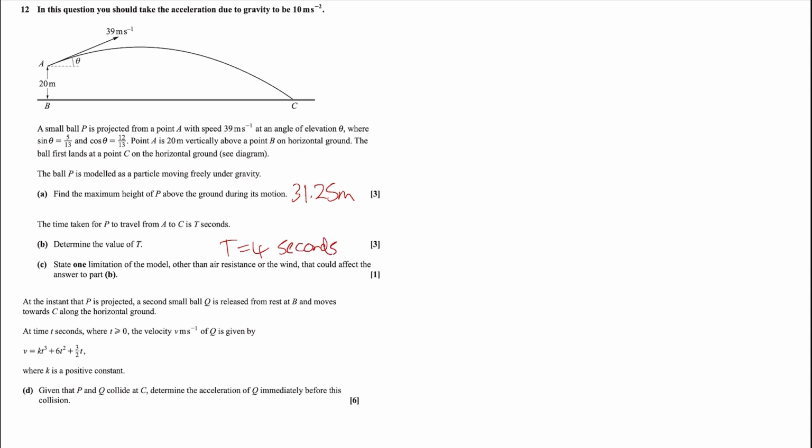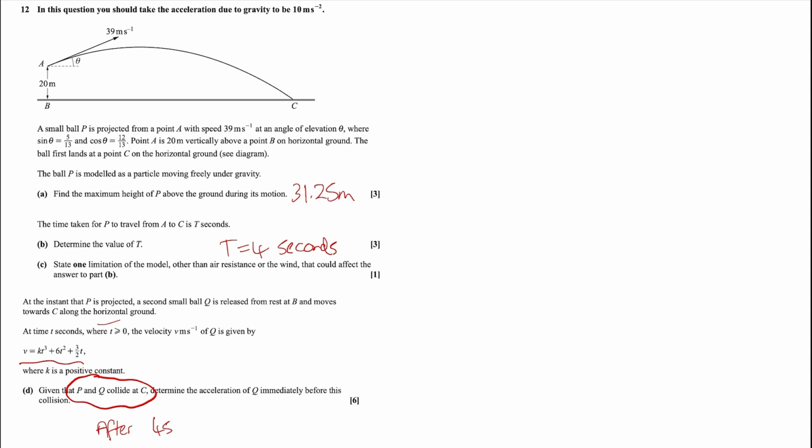Okay, part D says there's another particle going to be projected from the ground, and it moves towards C along the horizontal. And this is the formula: v equals kt cubed plus 6t squared plus 3 over 2t. Now, what do we know? Well, we're told that they collide at C, which means they collide after 4 seconds.